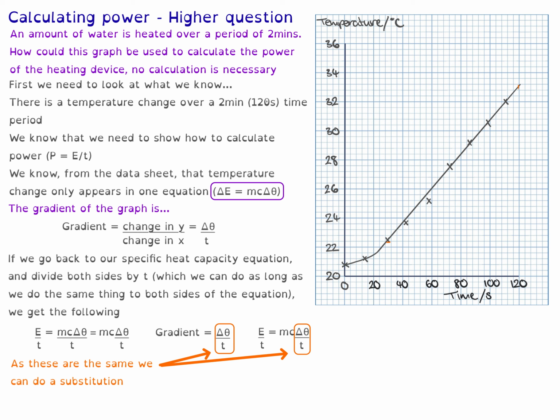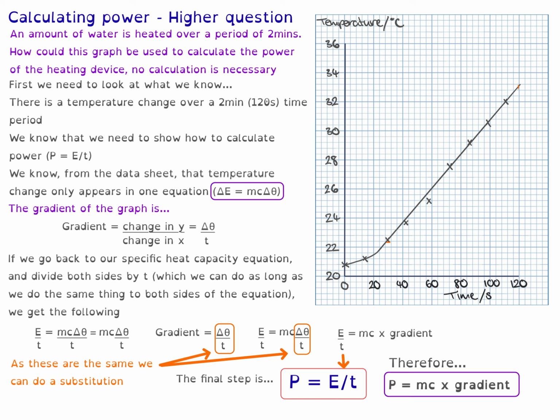As these are the same, we can do a substitution. And that substitution gives us a new expression, which is change in energy over time, which is E over t equals mc multiplied by the gradient. The final step is to identify that energy divided by time, or E over t, is equivalent to power. And therefore we have power equals mass times specific heat capacity multiplied by the gradient, and that answers our question.